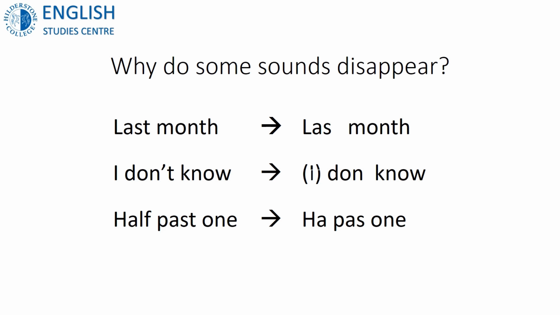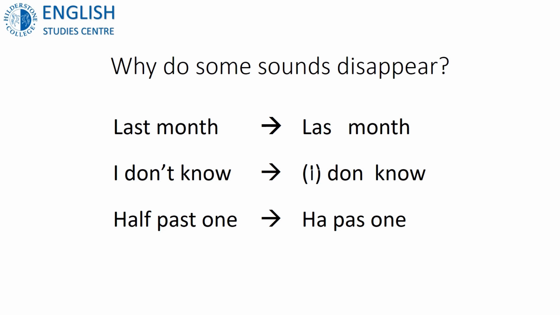If you've heard people say, "I don't know", you've probably noticed that in fact they don't say, "I don't know." They probably say either "I dunno" or even perhaps "dunno". So they're missing out the t of the don't at least, and possibly the I as well.